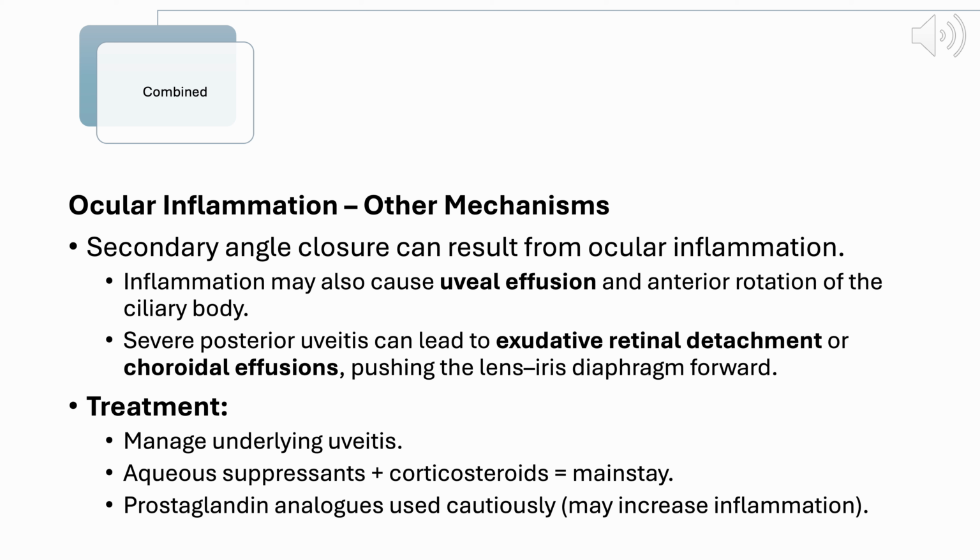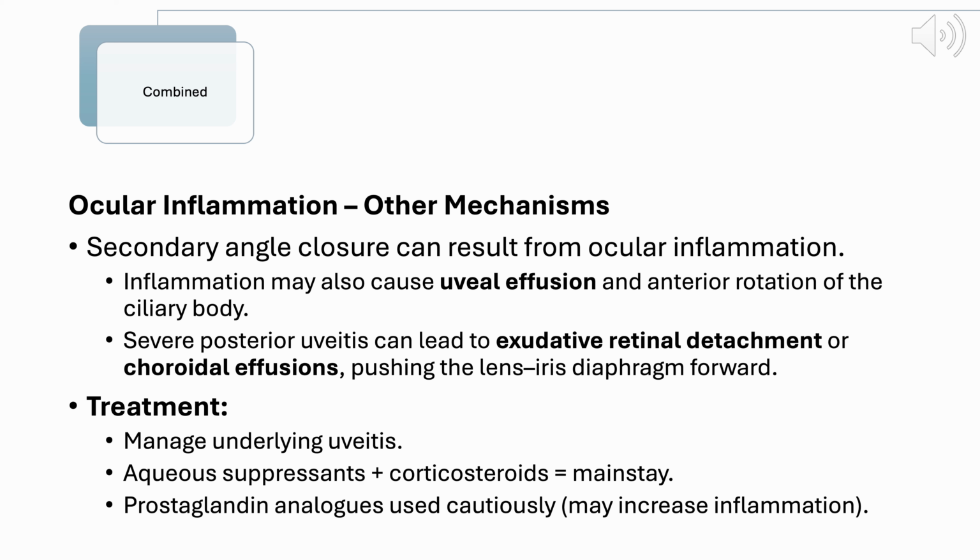Inflammation can also cause angle closure through mechanisms beyond synechia. One pathway is the development of uveal effusion and anterior rotation of the ciliary body. In severe posterior uveitis, inflammation can lead to exudative retinal detachment or choroidal effusions, both of which push the lens-iris diaphragm forward, resulting in angle closure.